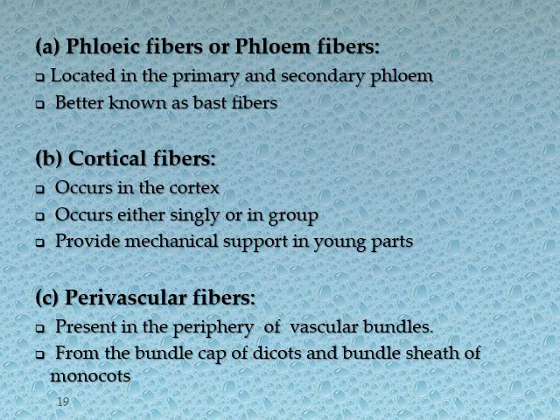Then we have perivascular fibers. These are present on the periphery of vascular bundles or cylinders. And majorly these are found in the phloem of vascular bundles, on the outer region. And in some cases these perivascular fibers are also present inside the innermost cortical layer.